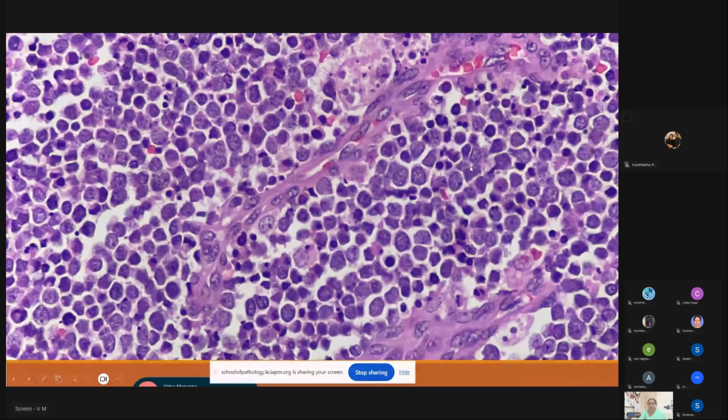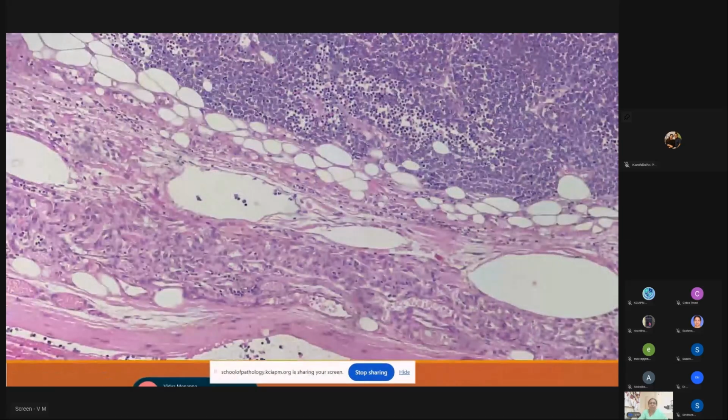You're seeing sheets of somewhat discohesive cells. You're having this high NC ratio. I would rather call this a stippled chromatin. There are no prominent nucleoli and very scant cytoplasm. Like Dr. Chitra already showed, there was brisk mitosis, and then you had this apoptosis and tingible body macrophages as well.